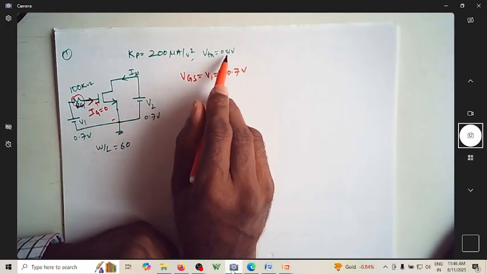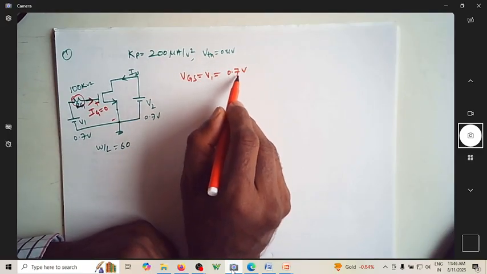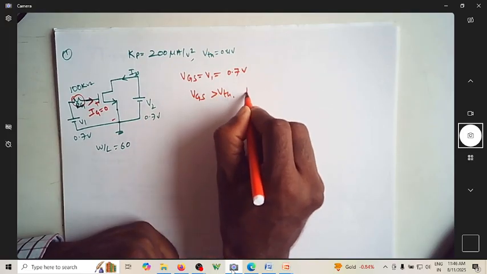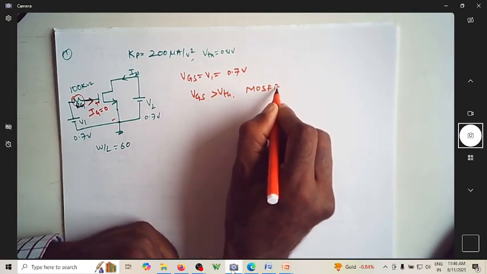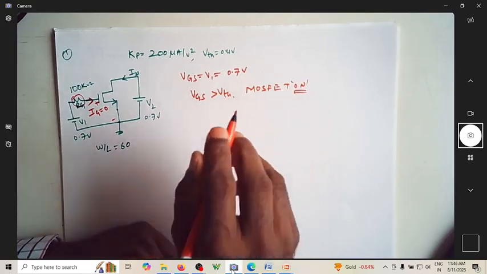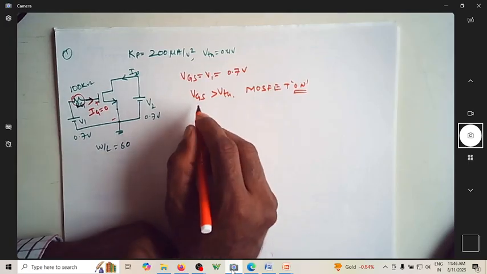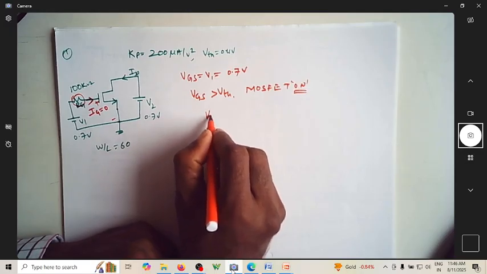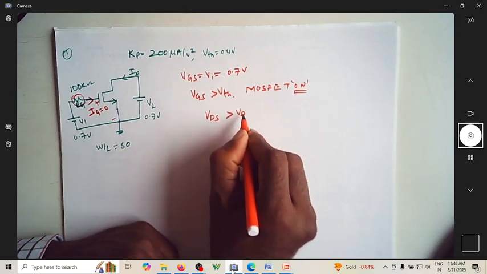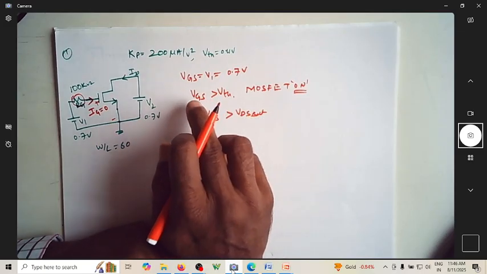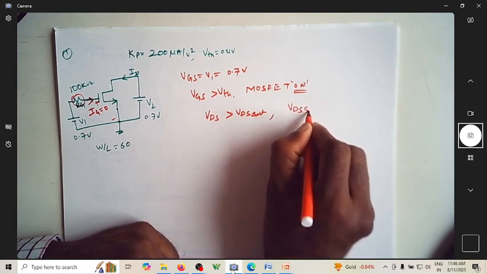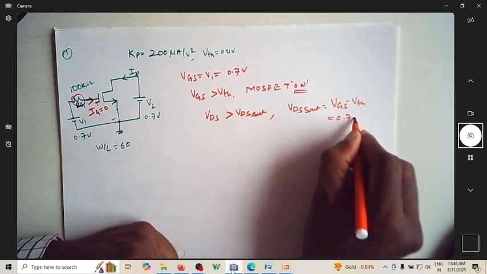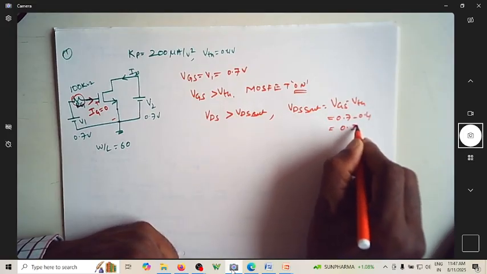Since the threshold voltage is 400 millivolt and the applied gate to source voltage is 700 millivolt, we have the condition VGS is greater than VTH. So the MOSFET is in on condition. Once it is on, I know that it should be in either linear or saturation. For it to be in saturation, we know that VDS should be greater than VDS sat. So for this VGS, we can find VDS sat, which is nothing but VGS minus VTH, which will be 0.7 minus 0.4, which is 0.3 volt.